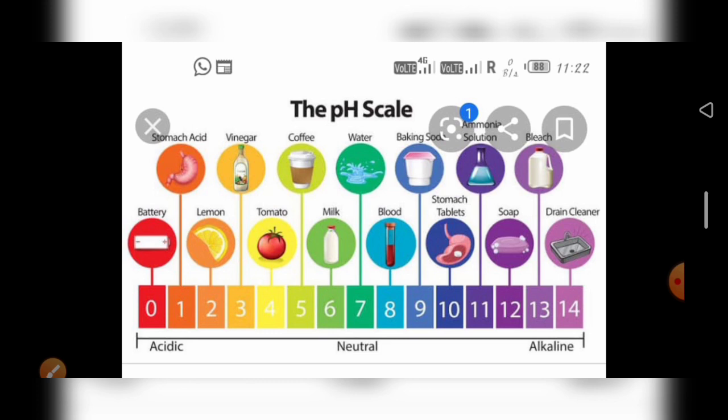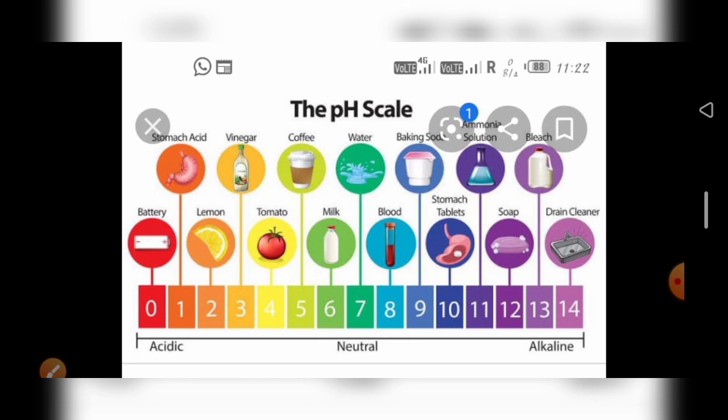See here, you know very well, drain cleaner, zinc cleaner, bleach, etc. The value is above 7. See here, 13 and 14. Soap we are using, cleaning soap, is above 7. That is 12 they have given. Suppose we use bathing soap, it will be less than 7 or equal to 7. Then only it will be in pure form, not affecting the skin. Blood ranges, see here, they have given 7.35 to 7.45. They denoted it as 8 as an approximate value.